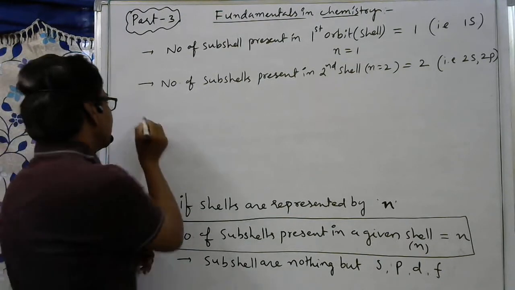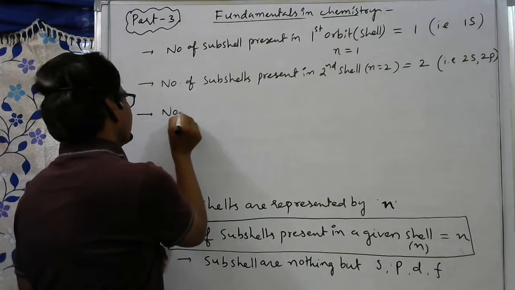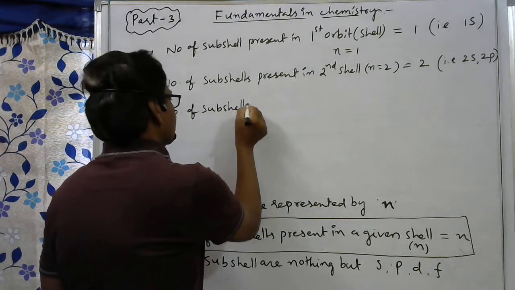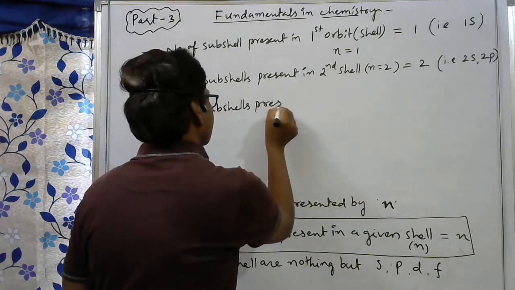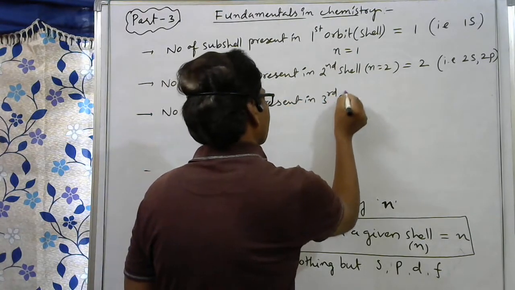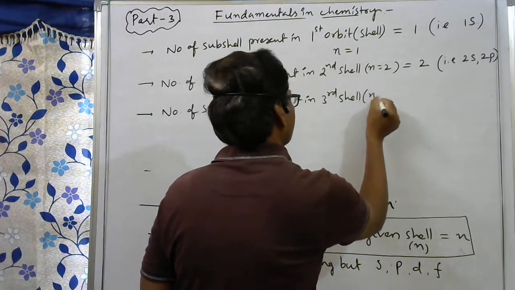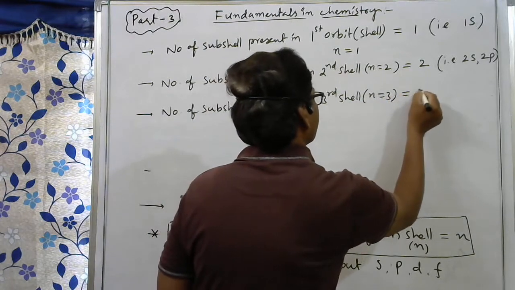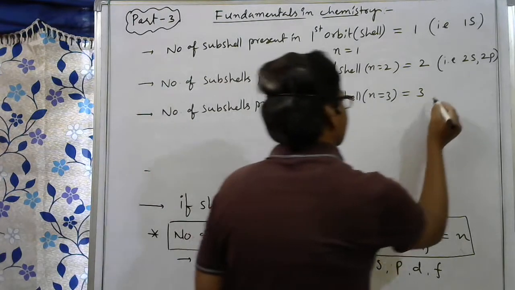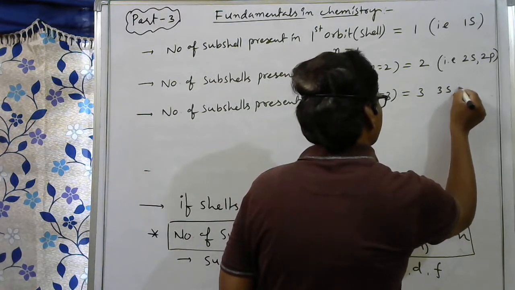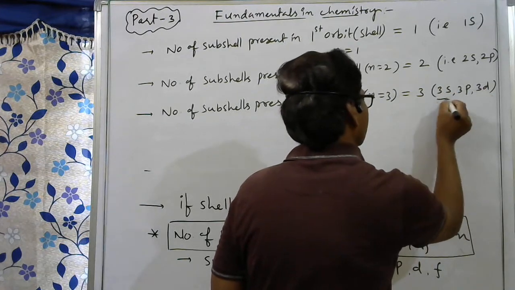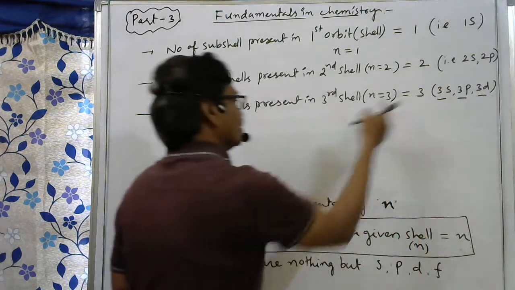Number of subshells present in third shell or orbit. That means n equal to 3 only. n equal to 3 means 3 subshells, which are nothing but 3s, then 3p, then 3d. These are the different subshells.